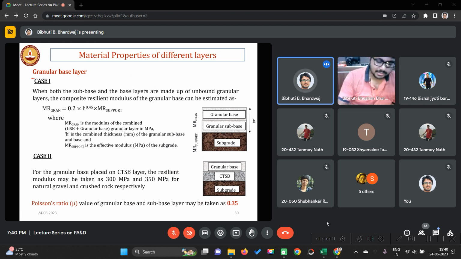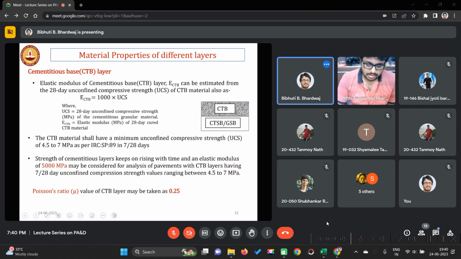So next, the granular base layer. There are two cases. If the granular base layer is directly over the granular subbase layer, you combine the two and directly take the resilient modulus from the MR support. But if you have a CTSB below, then you need to take 300 or 350 MPa, and Poisson's ratio will be 0.35 anyway. For the cementitious base, same 1000 into UCS. UCS, the unconfined compressive strength at 28 days, lies between 4.5 and 7 MPa, so it will be 4500 to 7000 megapascal. Generally you take 5000 MPa.